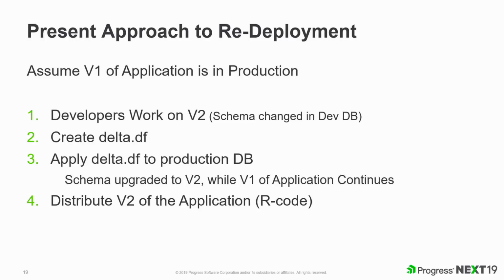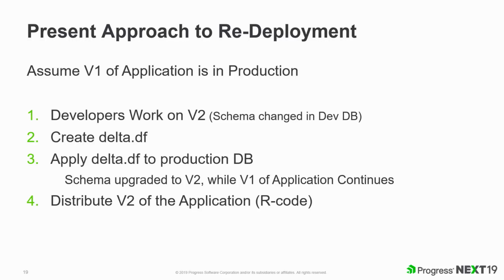Developers work on version 2 of the application. In this example, assume version 1 is up and running in production. You maybe make some schema changes to your development DB. You create a delta DF file that represents those schema changes. And then you apply the delta DF to your production database. And after you've done that, your schema has been upgraded to version 2. Version 1 of the application continues to run.